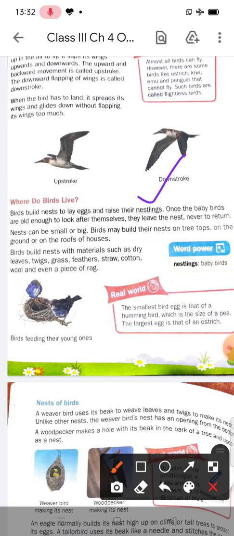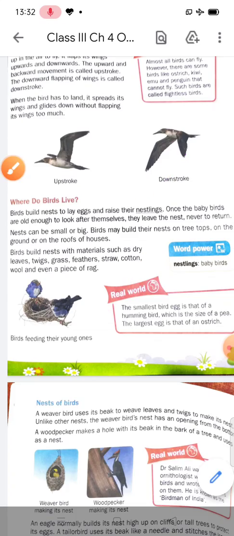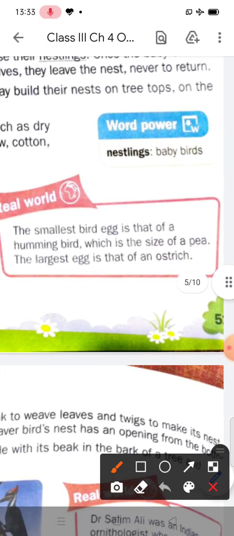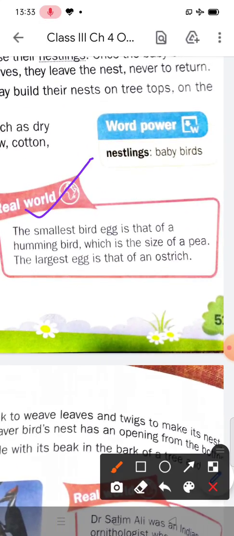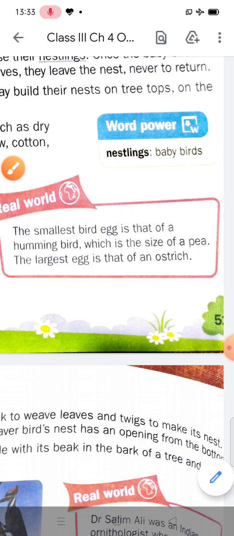And you know the largest egg? Yes students, the egg of an ostrich. So you can underline this point also. The smallest bird egg is that of the hummingbird, which is the size of a pea, and the largest egg is that of an ostrich. Okay students.